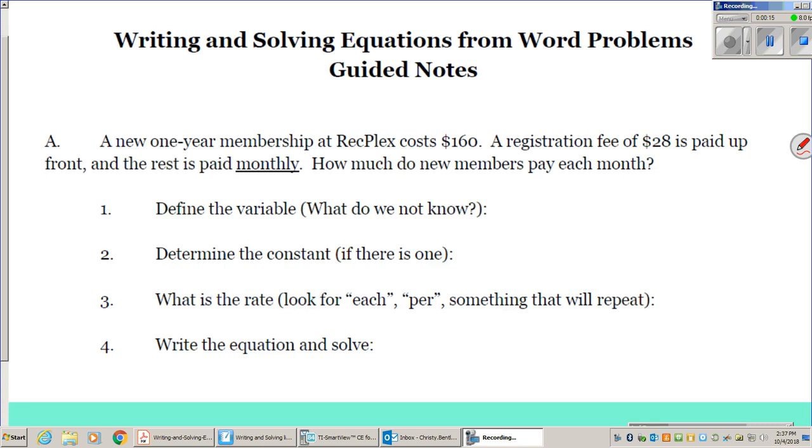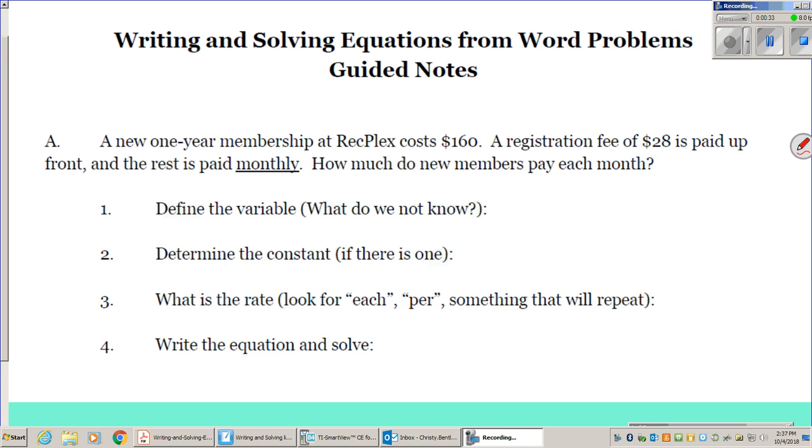Let's take a look at problem A. A new one-year membership at RecPlex costs $160. A registration fee of $28 is paid up front, and the rest is paid monthly. How much do the new members pay each month?